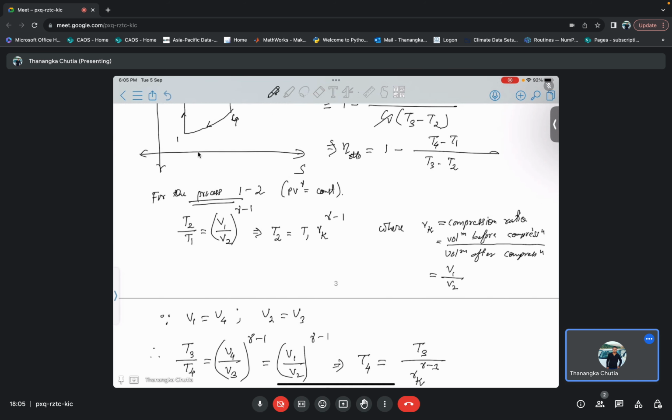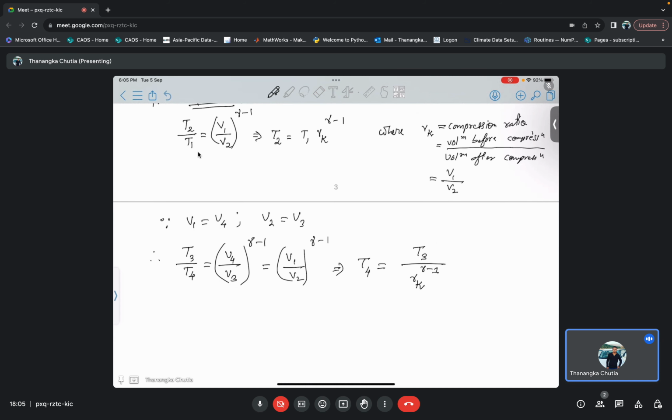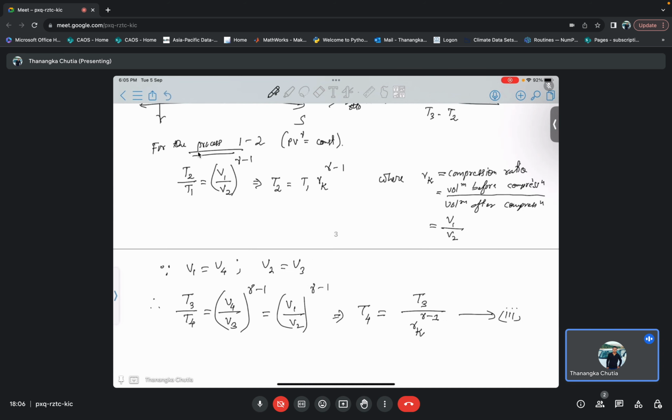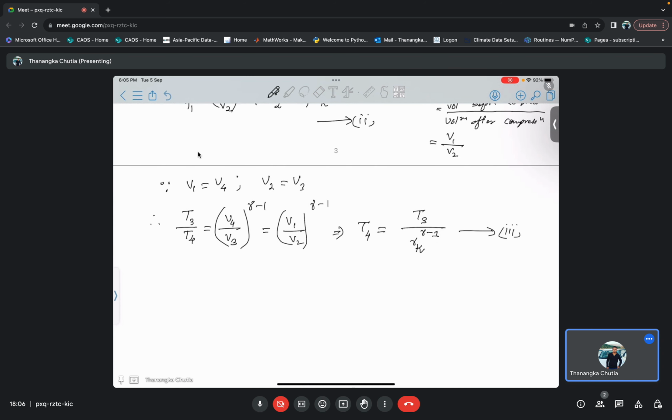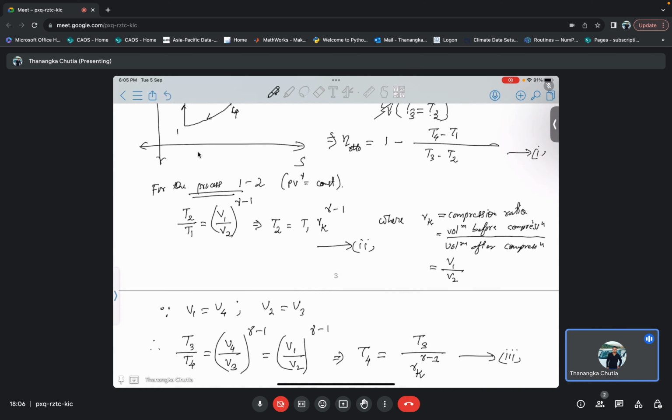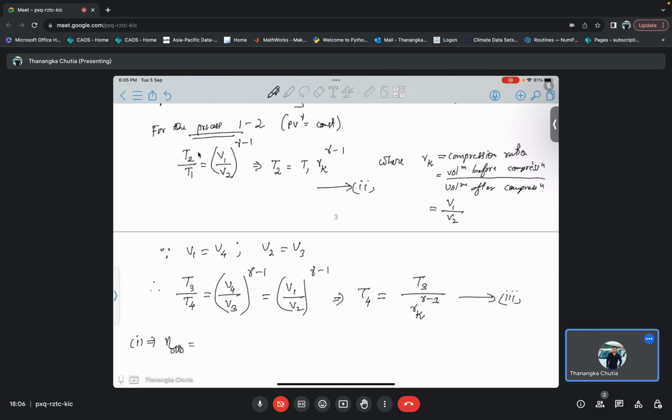Clear? Okay, so if I write this as 3 and this as 2 and this equation as 1, now equation 1 implies eta Otto will be equal to 1 minus (T4 minus T1) divided by (T3 minus T2).